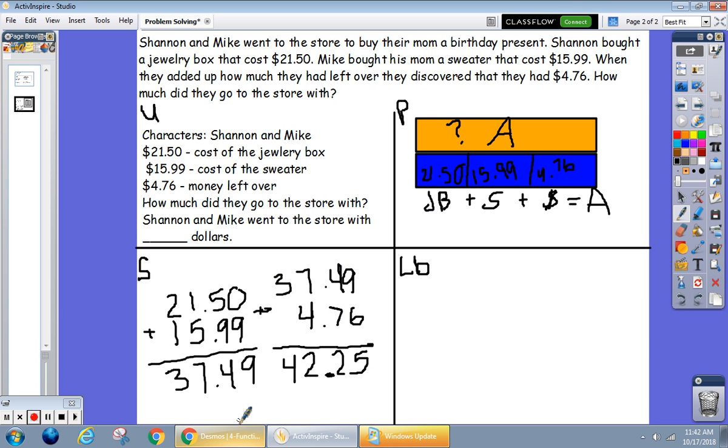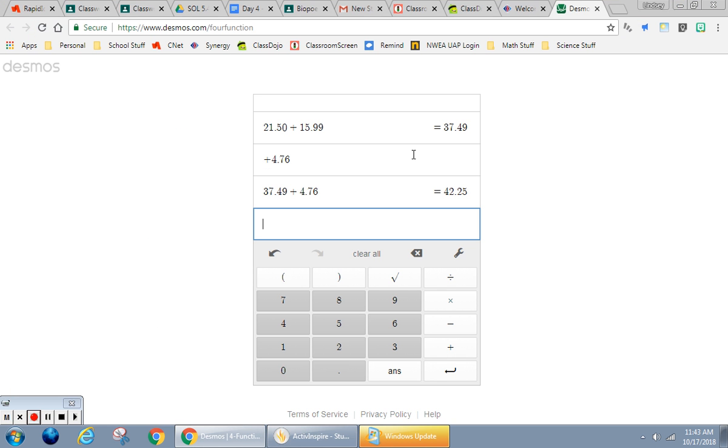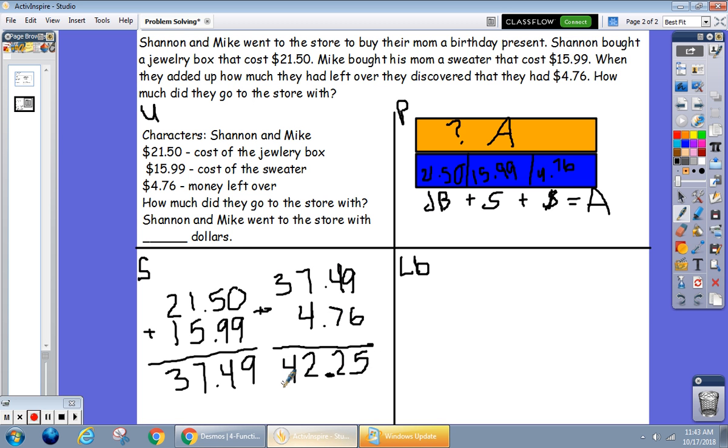$37.49, $37.49. $42.25, $42.25. So I've checked all my numbers. Good. Does my plan make sense? Let me think. I want to know how much they went to the store with. If I add up the amount that they spent, the jewelry box, the sweater, plus the amount they had left over, that should tell me how much I had in the beginning.